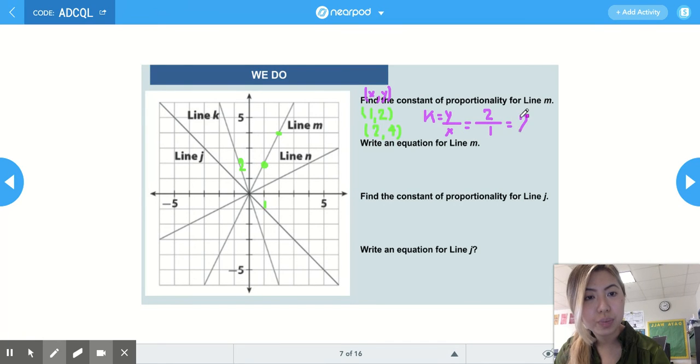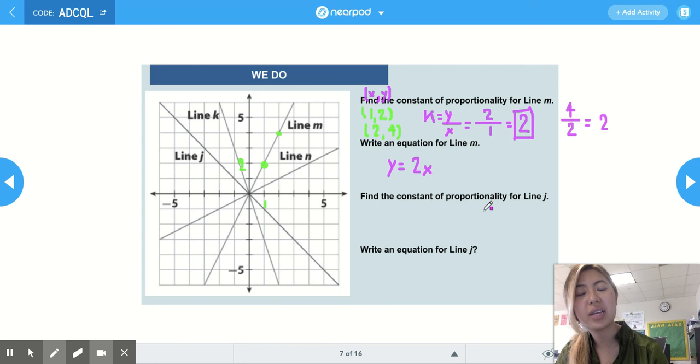is 2. Just to make sure that that's our constant of proportionality, I chose the second point as a backup. So our y value for this 2, 4 is 4, and our x value is 2. So we have 4 over 2, which is the same thing as 4 divided by 2, and that's 2. So our constant of proportionality is 2, and that makes our equation for line M, y is equal to 2x.